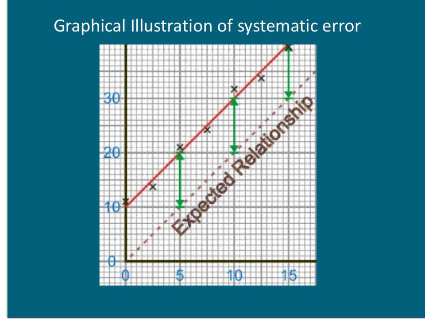And you can see that there is a consistent difference at all points between the two lines. Here as well, there, and so on. And this type of error is called systematic error. You can see that as a result of this type of error, all the results here are too high.